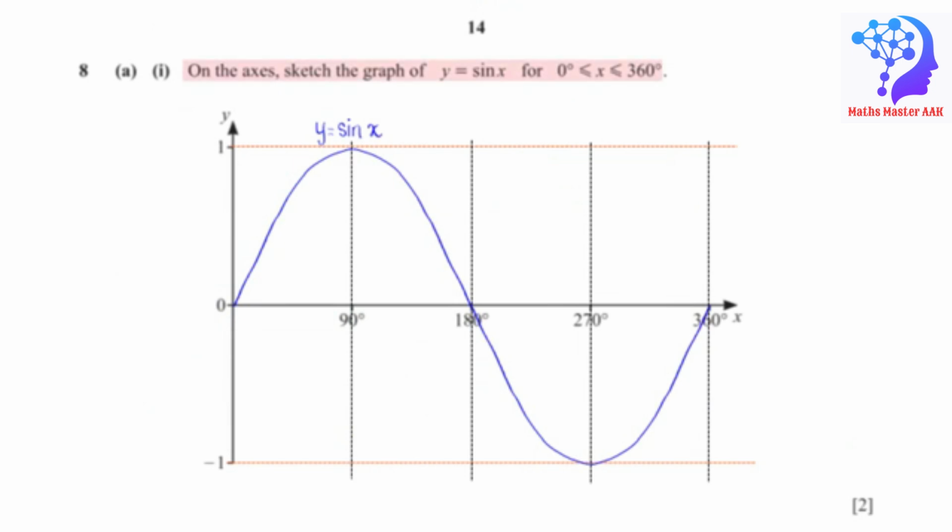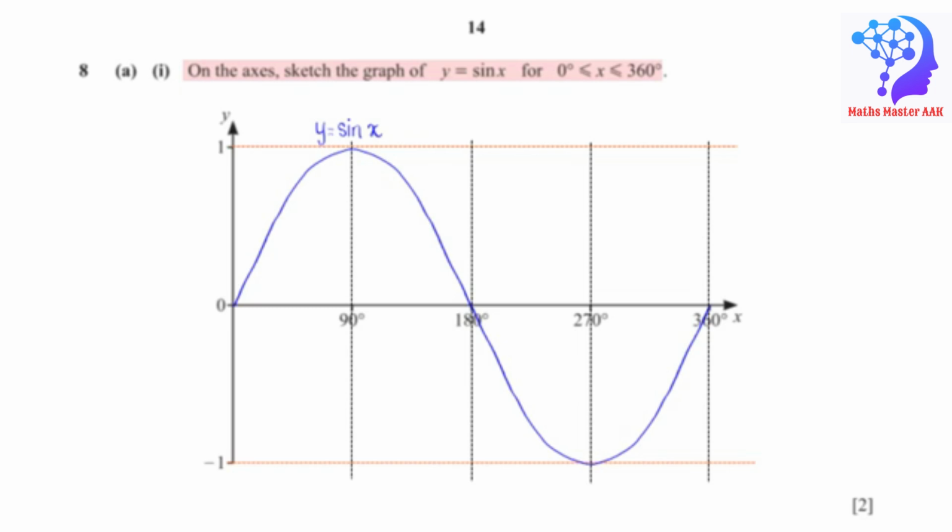On the axis, sketch the graph of y is equal to sine x for x is greater than or equal to 0 degrees and less than or equal to 360 degrees. This is pretty straightforward. You can recall this from memory, or you can try to map out the main points of the curve. Then you connect the points with a smooth line.